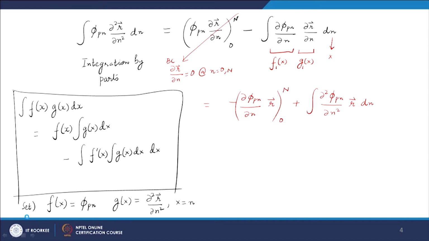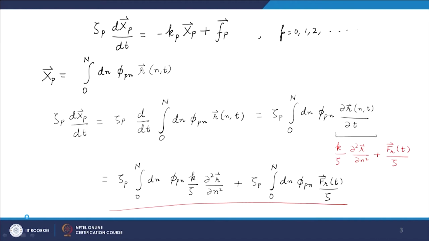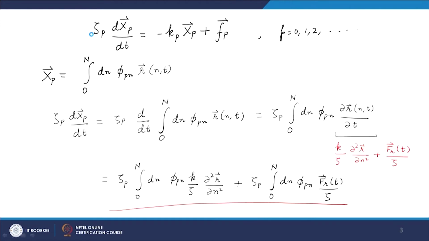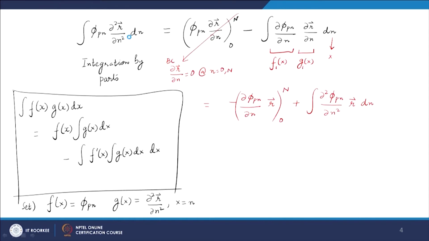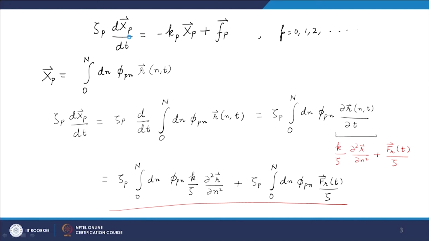I want to put it back into the expression that I had earlier, that is right here. So, I have zeta_p dx_p/dt is equal to, we can take zeta_p by zeta common and take it outside, and inside we have two integrations. For the first integration, we have shown what to do by parts. The second integration is as it is.